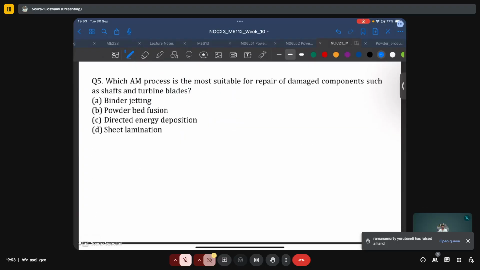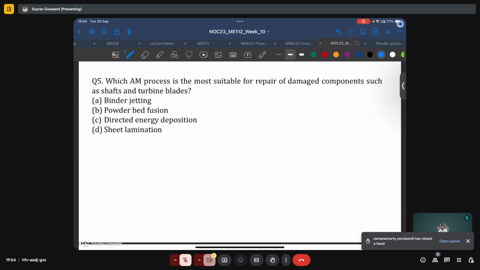Question 5 is asking us which AM process is the most suitable for repair of damaged components such as shafts and turbine blades. Is it binder jetting, where we have say a reservoir or bed of powder, a thin layer of which is spread out onto the printing region, and then a binder material is selectively dropped in strategic or desirable locations to only locally bind the powder together. An example of such a powder and binder combination can be cement and water.